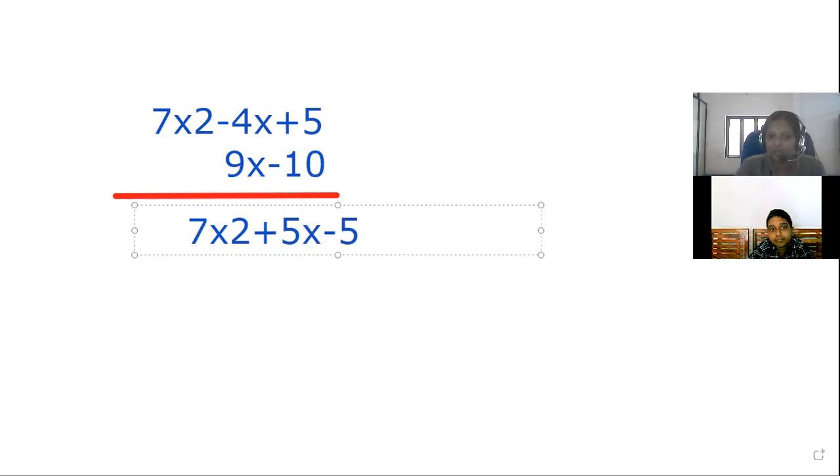This is the sum of two expressions. That is, we are adding two expressions in which similar or like terms are adding. Like terms means what? Terms with the same variable. So we add two expressions by adding the terms with the same variable.